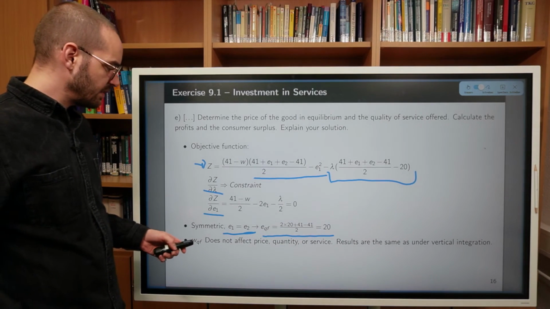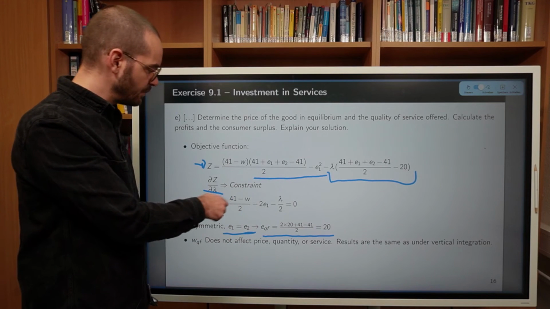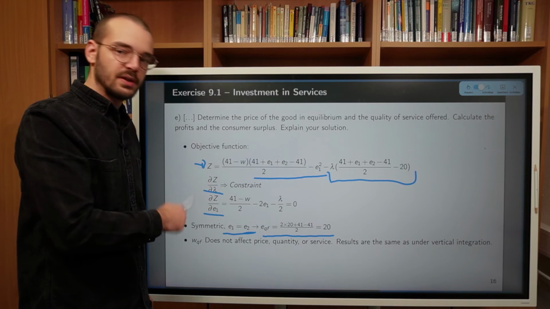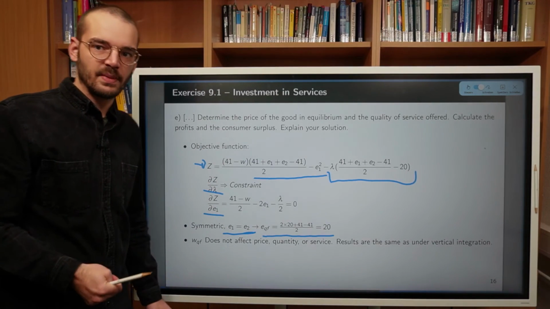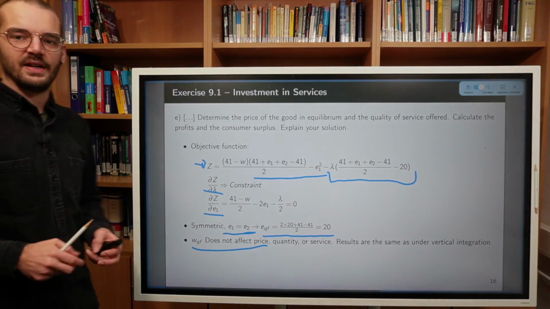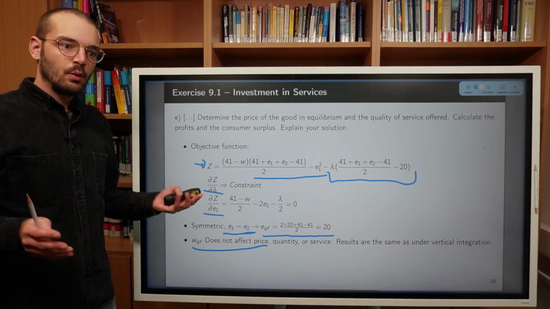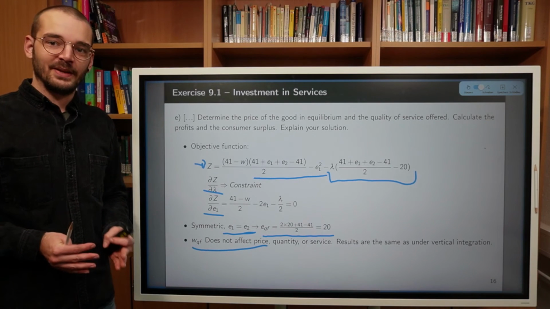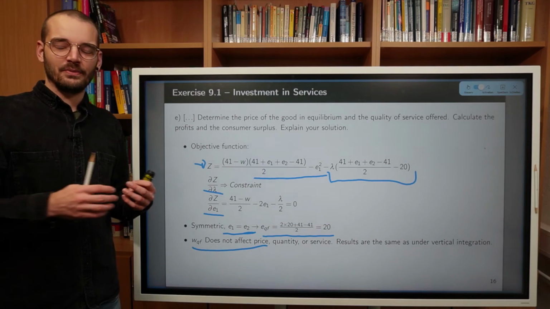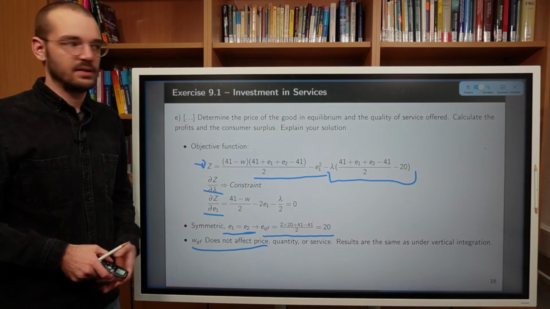Interestingly, we can see from the partial derivatives, from the first order conditions of a profit maximum, that the wholesale price does not affect the price, quantity or amount of services, which kind of makes sense because the price is fixed and the quantity is fixed, right? So for both of these, of course, by construction, wholesale price does not matter.